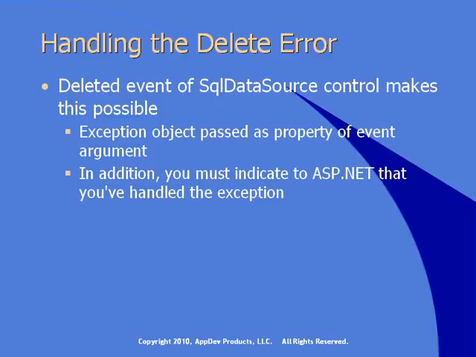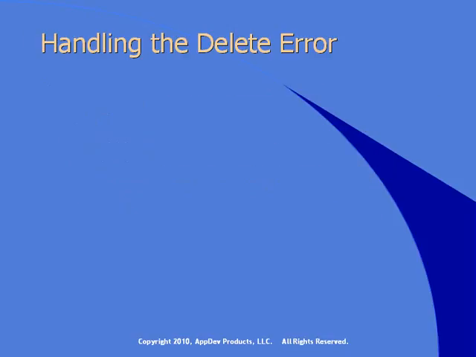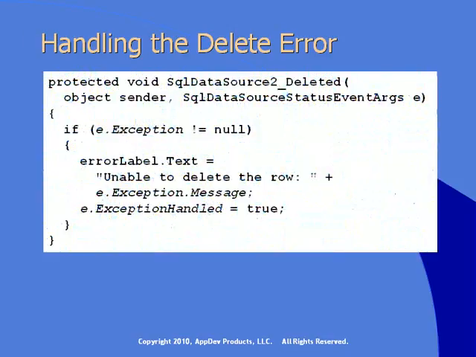Basically, you're saying, I'm an adult, I've taken care of this, you can step out of the way and not do anything. Because if you don't, they treat you like a child, and they go to that exception page anyway. I guess I'm personalizing perhaps a bit too much, but in any case, you must indicate to ASP.NET that you've handled the exception. And you do that by setting the ExceptionHandled property of that second event argument, e, to be true. To handle the deletion error, you might write code like this.